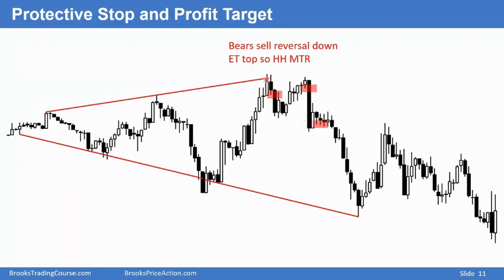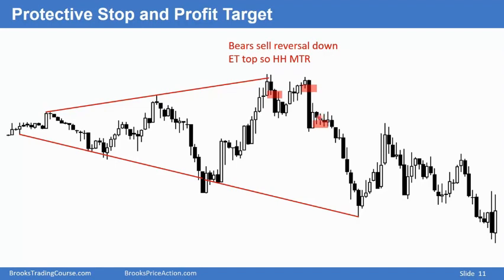Top of an expanding triangle pattern, bears will sell either the first reversal down, or they'll be concerned by the number of good bull bars here. Some bears will sell the second reversal down instead. It's a double top and a wedge, 3 pushes up, 1 bear bar, 2 doji bar, and then 3 or 4. Other traders will wait for the strong reversal down and then sell the pullback.